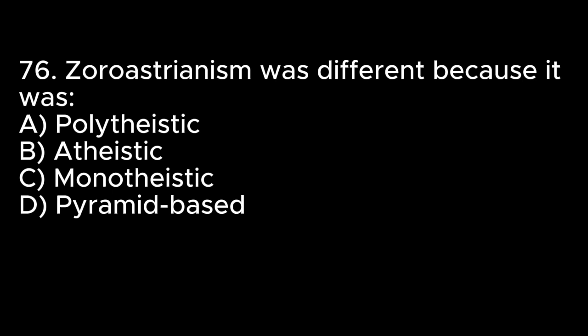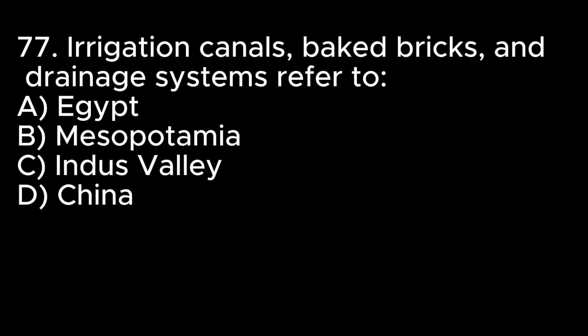76. Zoroastrianism was different because it was A. polytheistic. B. atheistic. C. monotheistic. D. pyramid-based. Answer: C. Zoroastrianism taught one god. 77. Irrigation canals, baked bricks and drainage systems refer to A. Egypt. B. Mesopotamia. C. Indus Valley. D. China. Answer: C. Indus cities had advanced drainage.